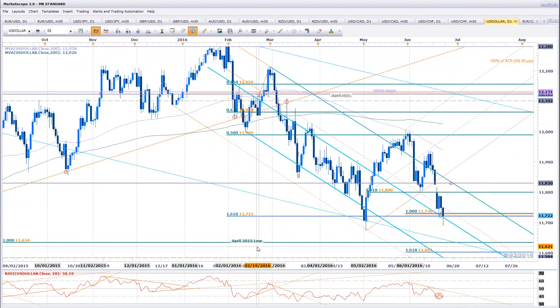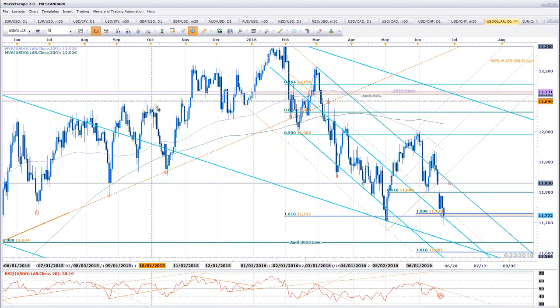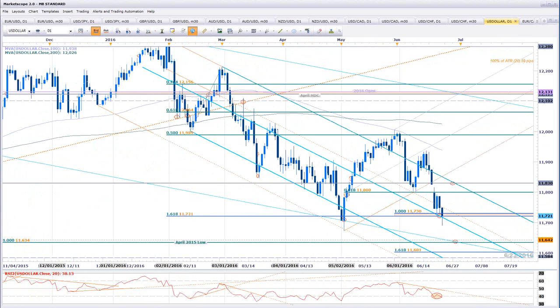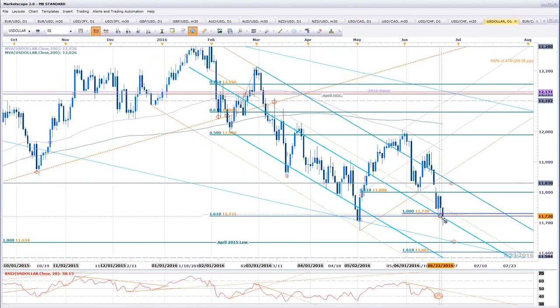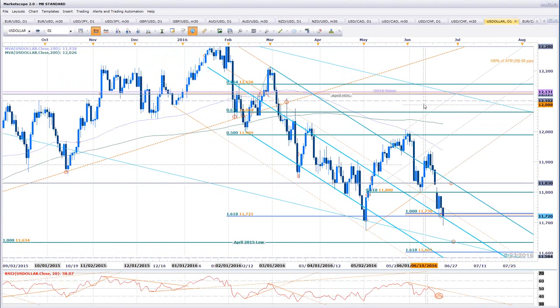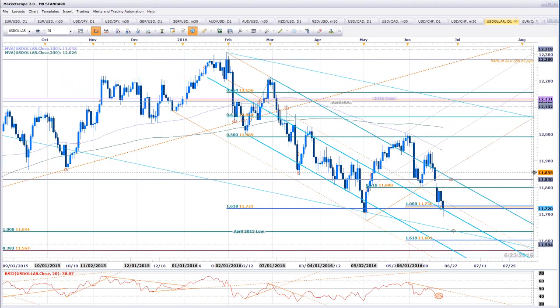You'd be looking for a rundown to the April 2015 low. That's basically 11,634, and that coincides with the lower median line parallel for a broader structure later here in the week, early next week. But this is huge. Need to see a close below it if the dollar really is turning over with a little bit more abrupt nature.